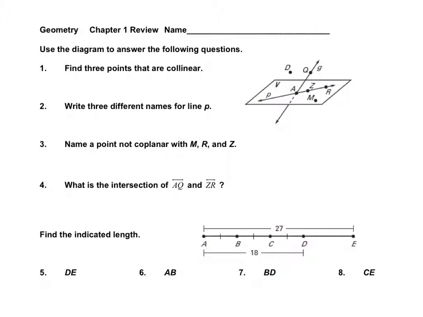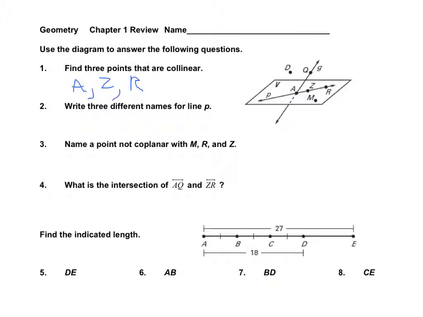Number 1, find 3 points that are collinear. Alright, collinear. That means all on the same line. So if I look on this line here, I don't have 3 points. I have A and I have Q. G is not a point. It's the name of this line. On the other line, I have A, Z, and R. So there we go. A, Z, and R.